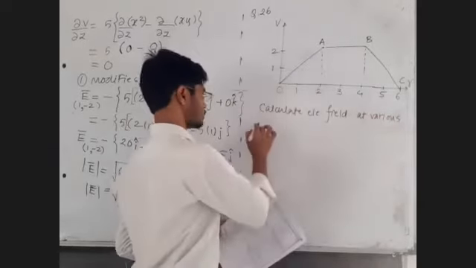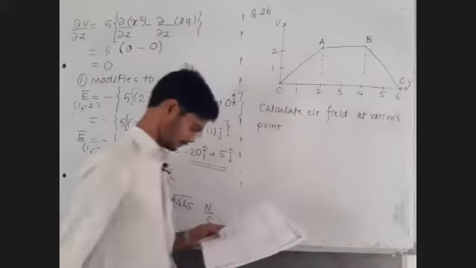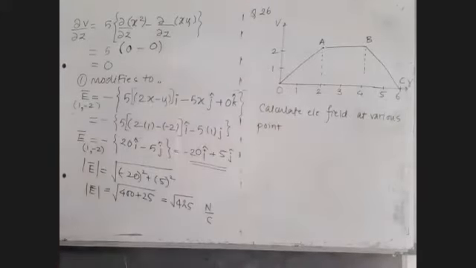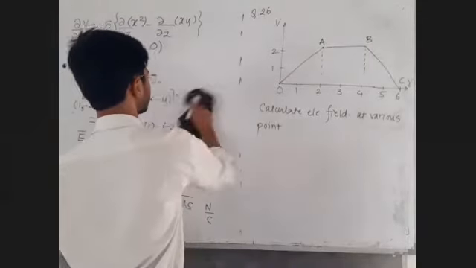At various points, this is the question. Various points are A, B and C. Calculate the electric field at various points. Let us try to do that.